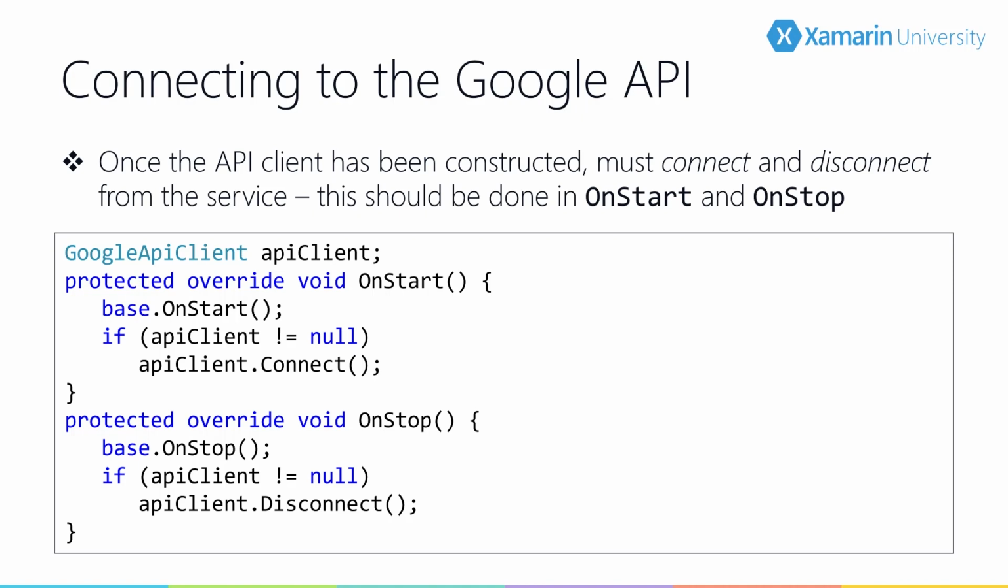Google recommends following the pattern shown here in the code example. Call connect in your activity's onStart override, and then call disconnect in the onStop override. Notice that we're also testing it for null. This is because we will only initialize this if Google Play services are available on the device, as you saw on the last slide.